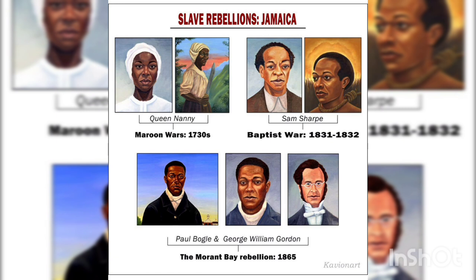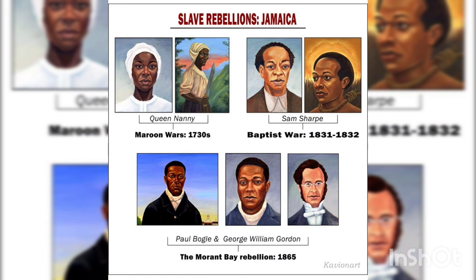The rebellion faced brutal suppression, with over 200 rebels killed and Sharp executed. However, the Baptist War catalyzed Britain's eventual move toward full emancipation in 1838.